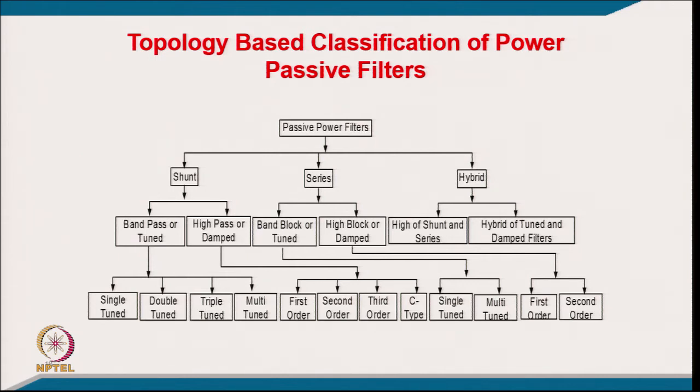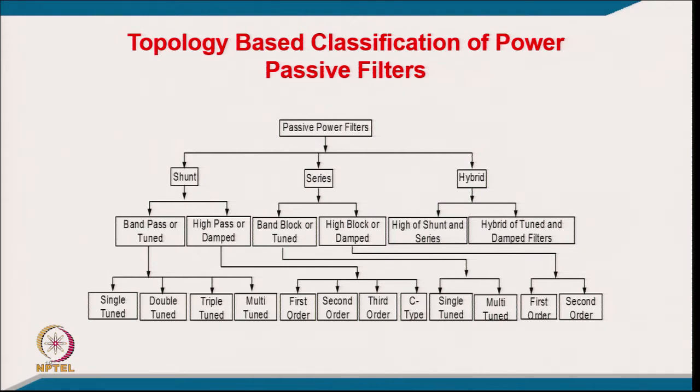We classify them first into shunt, and after shunt we define whether it is a band pass or tune filter. Band pass or tune filter means it is tuned only for one particular frequency, or there is a band only where that particular frequency can flow through this passive shunt filter, or it sucks that particular harmonic current into it. And of course, it can be either single tuned for a single frequency, double tuned for 2 frequencies, triple tuned for 3 frequencies, or multi tuned, meaning you can tune it for multiple frequencies.